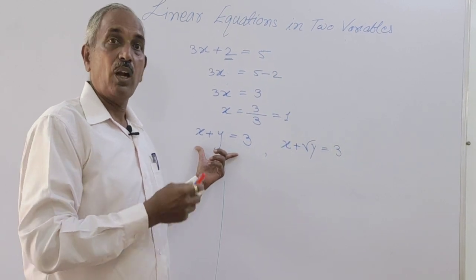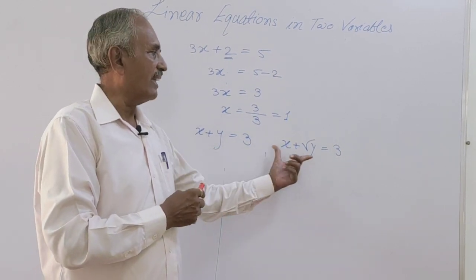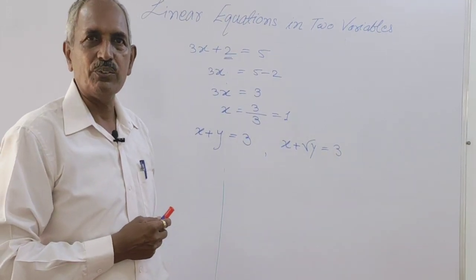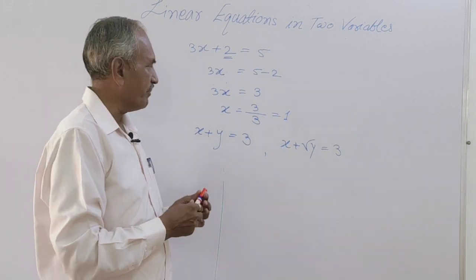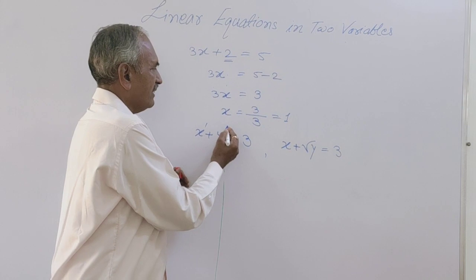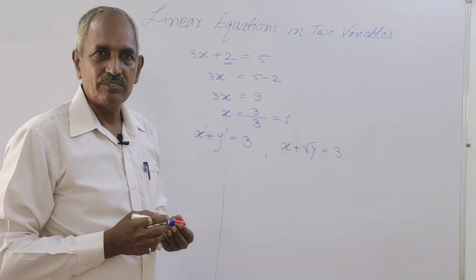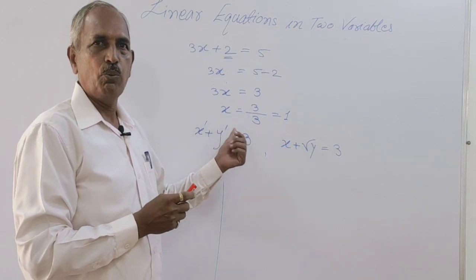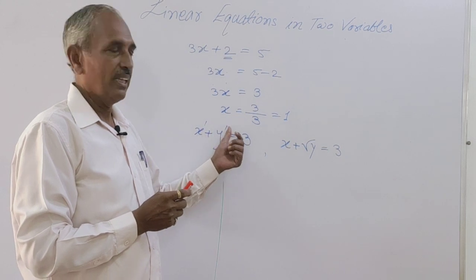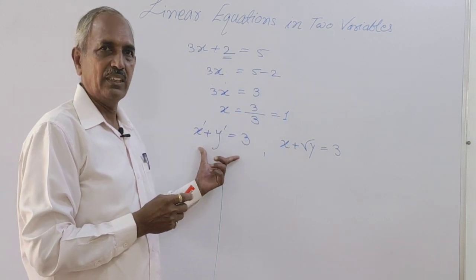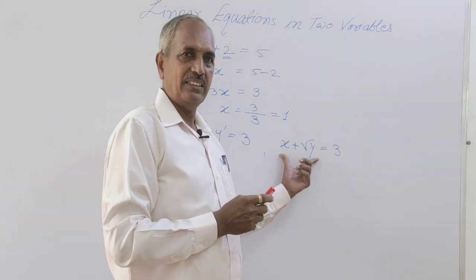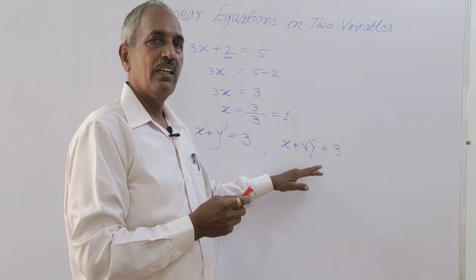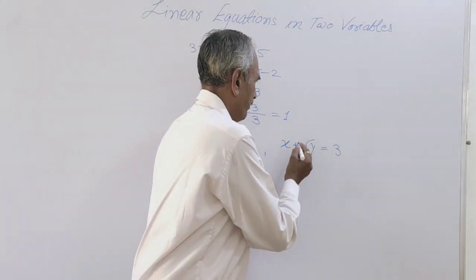But this equation is called a linear equation, and this equation is not a linear equation. What is the difference between these two equations? In this equation, the index of x and index of y is 1. When indices of the two variables are 1, 1, then that equation is called a linear equation. And when the indices of the variables x and y are not 1, here it is 1.